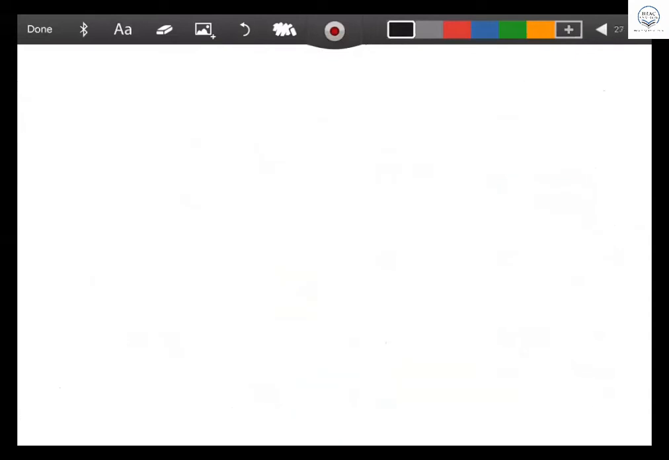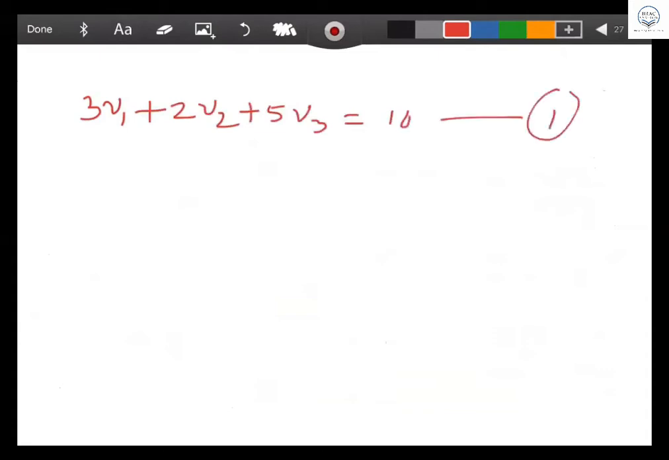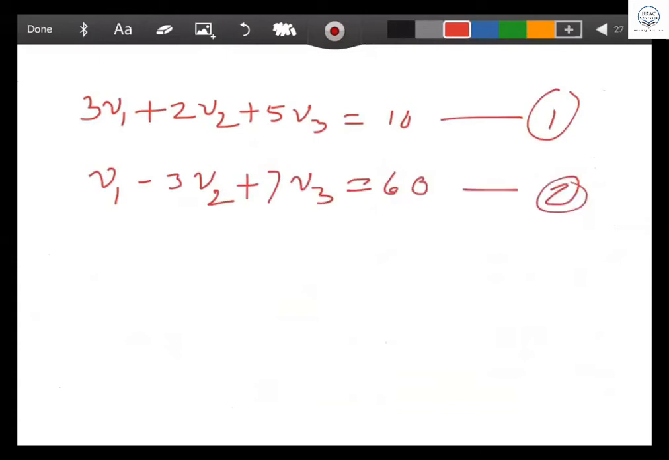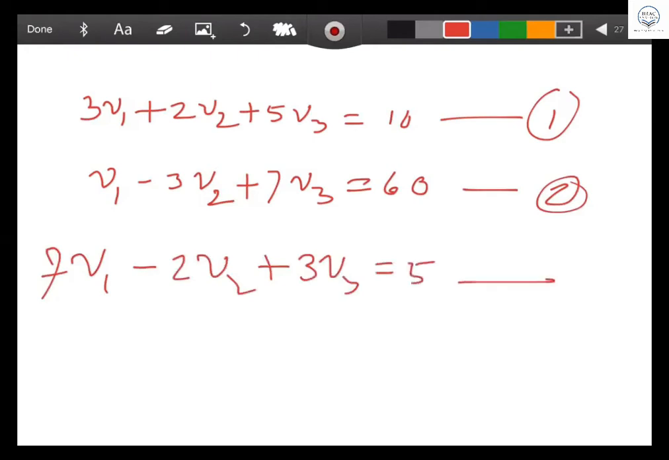I'm writing here, must learn how to find this. Let's say the equations you got are something like this. I'm just arbitrarily writing here, so you must not get this answer. It should be different. For example, 7V1 minus 2V2 plus 3V3 equal to 10, and the others equal to 5 and 30. Let's say these are the three simplified equations.